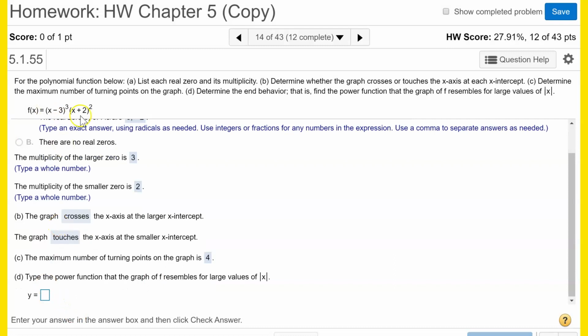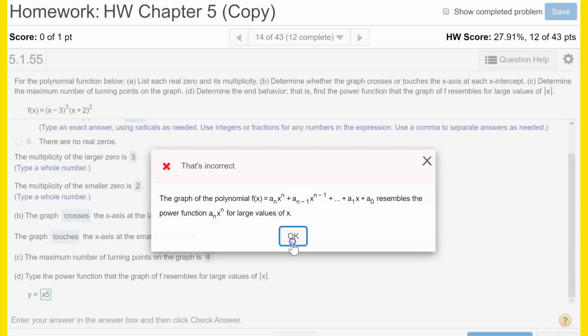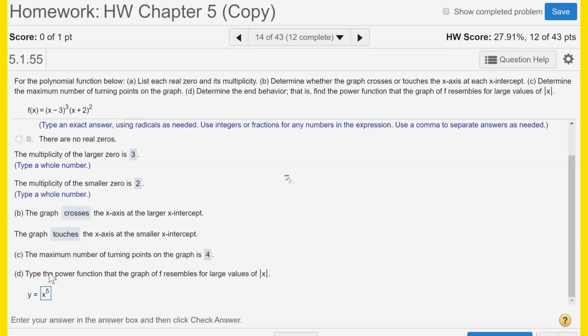And the power function that this is going to resemble for large values of x is just going to be what that leading term is. And it's just going to be x to the 5th. Okay, x to the 5th. I didn't type it in right. Let me type that again. x to the 5th.